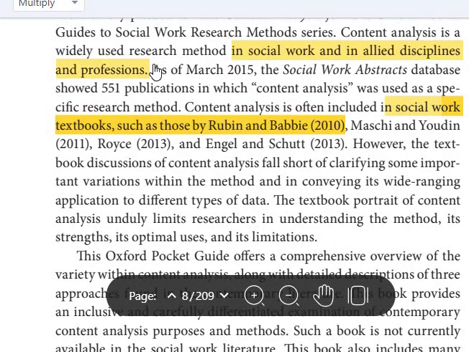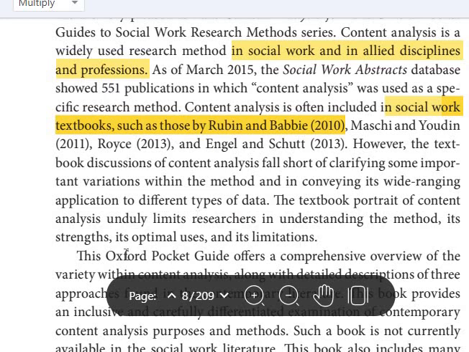Okay, as you can read here with me, as of March 2015, the social work abstract, you've got to focus on this point because we will talk about it later. The social work abstract database showed 551 publications in which content analysis was used as a specific research method. Okay, we will talk also about this later on, so just concentrate on this number.